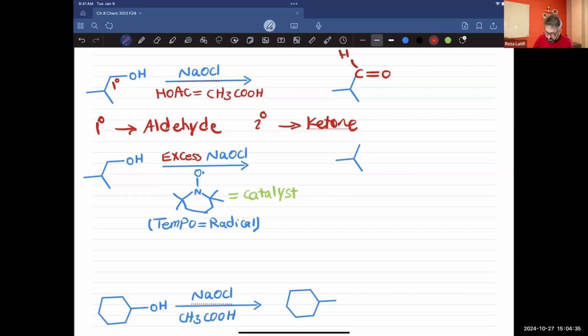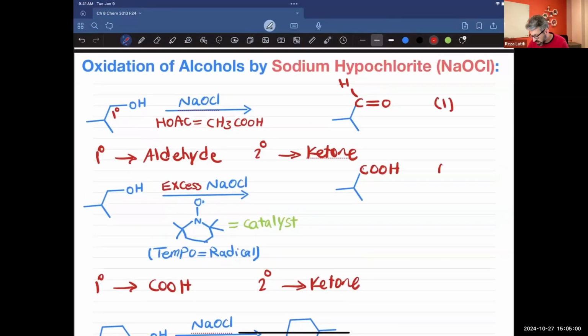And in that case, the primary alcohol will turn to a carboxylic group, but the secondary will turn to ketone. And again, tertiary, nothing will happen to it. So in this case, we will have COOH, and we got a carboxylic group. Compare the first one versus the second. First one, because it was mild condition, we got aldehyde, while the second, we got carboxylic acid.